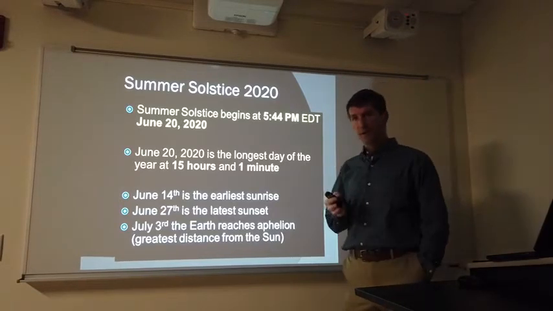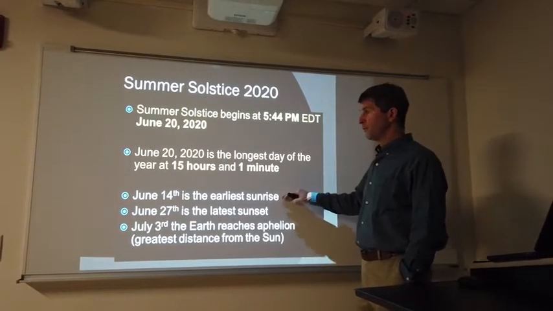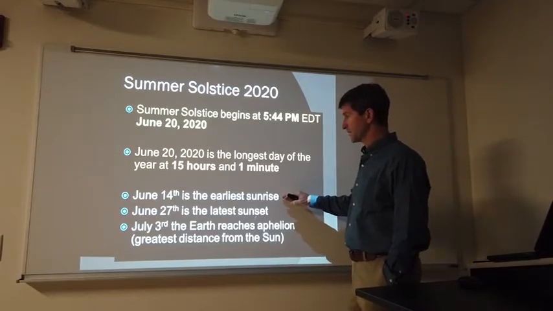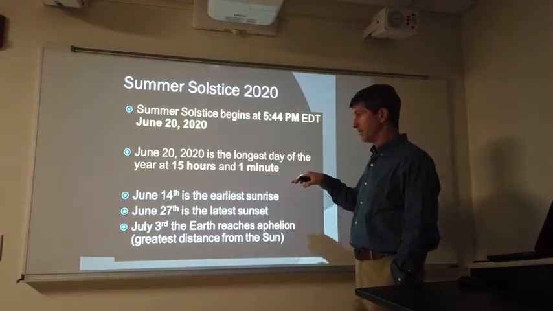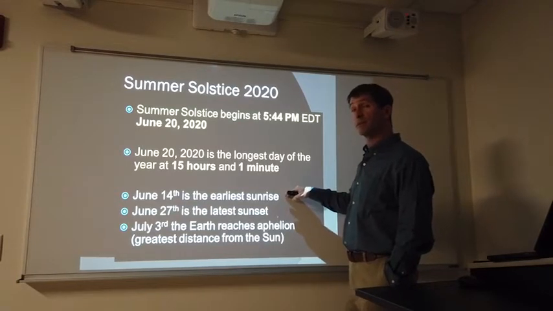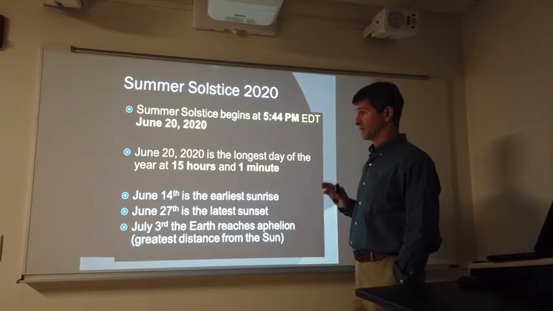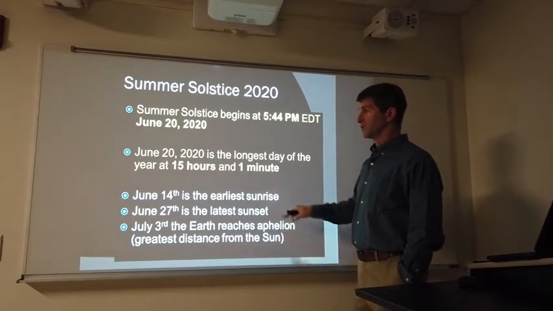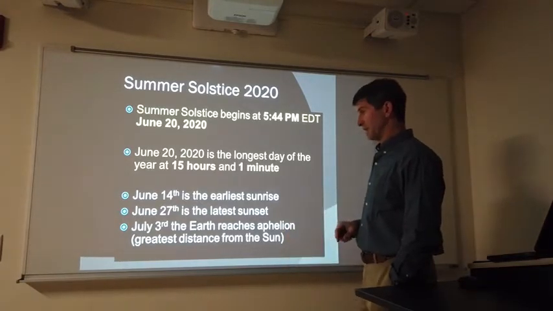Now, here's the strange thing. June 14th actually represents the earliest sunrise. Even though the sunrise is earliest on this day, the sun sets a little bit later than it does on the solstice. June 27th is the latest sunset.